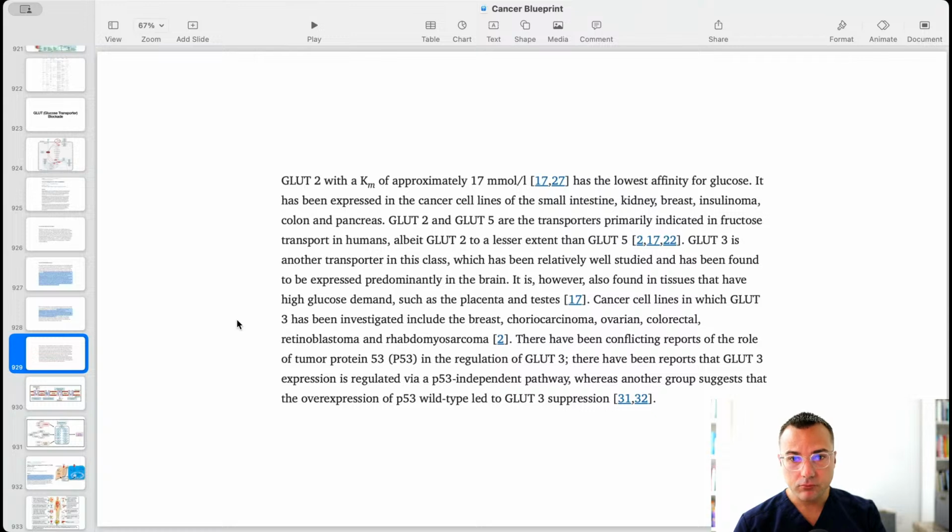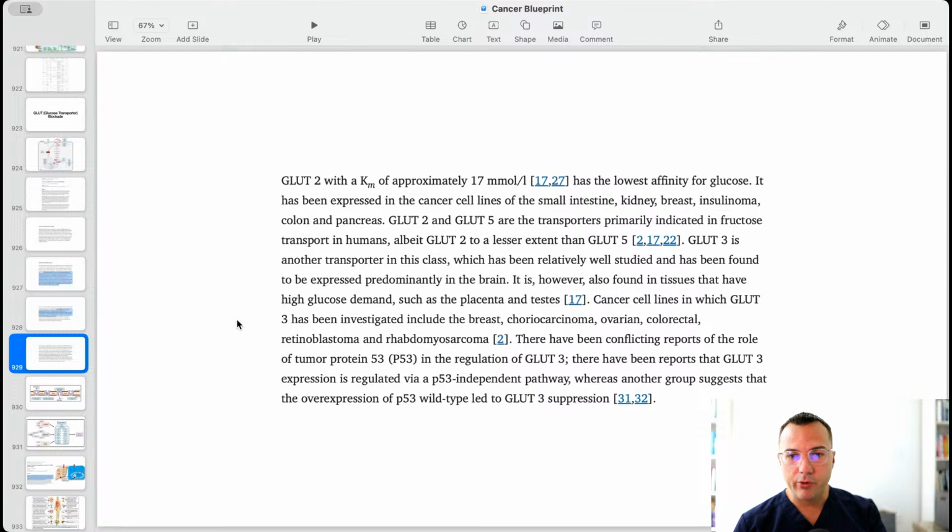GLUT2. GLUT3 is another transporter in this class, which has been relatively well studied and has been found to be expressed predominantly in the brain. So it seems like that could be very important for maybe a glioblastoma or other high-grade gliomas. It is, however, also found in tissues that have high glucose demand, such as placenta and testes. Cancer cell lines in which GLUT3 has been investigated include breast, choriocarcinoma, ovarian, colorectal, retinoblastoma, and rhabdomyosarcoma.